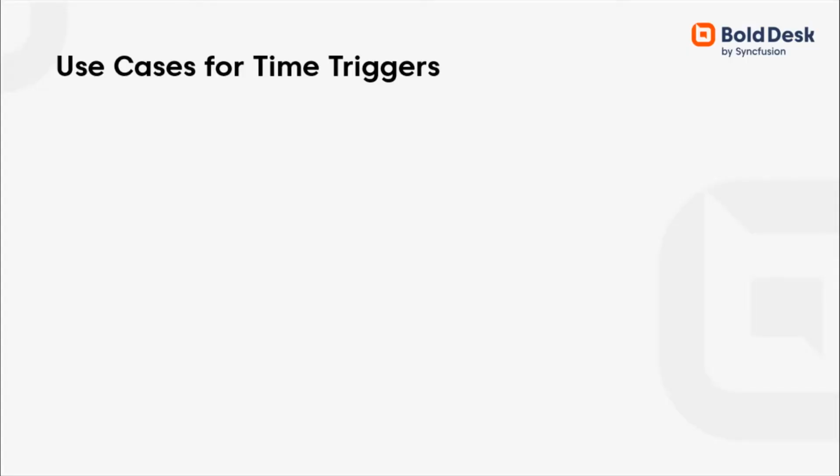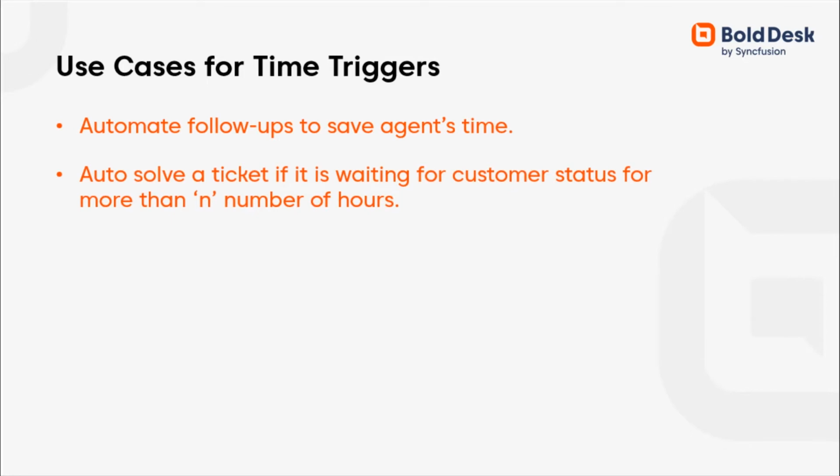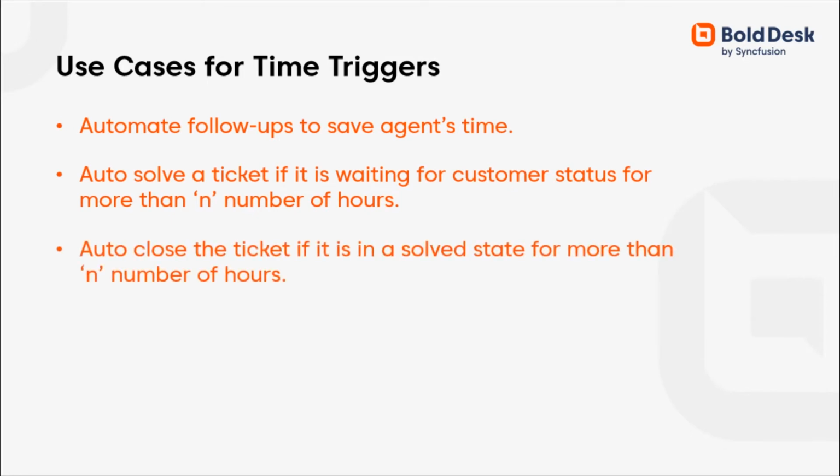Now, let's see some common time trigger use cases. They include: automate follow-ups to save agents time. Auto-solve a ticket if it is waiting for customer status for more than n number of hours. Auto-close the ticket if it is in a solved state for more than n number of hours.